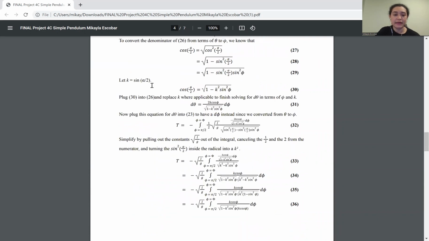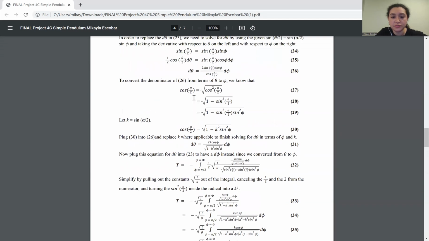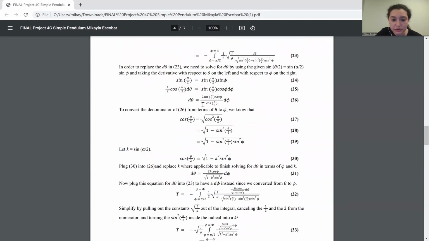Now, we're going to let k equal sine of alpha over 2, and then we should get something that looks like this. Once we have this equation where we can plug in square root of 1 minus k squared sine squared of phi, we can plug that in for the cosine of theta over 2 that we needed to get rid of here in the denominator. We now have our equation for d theta, and we can replace this in the equation here.